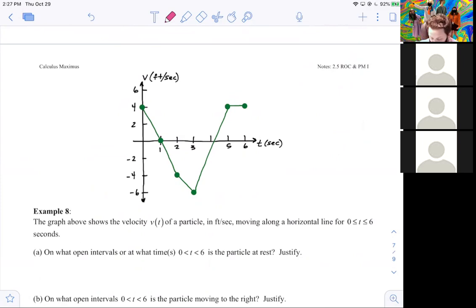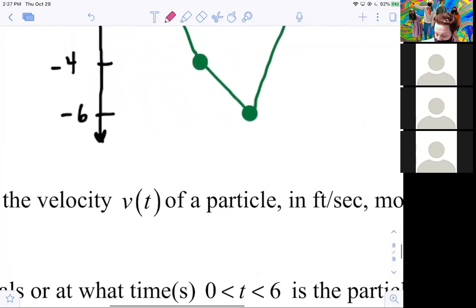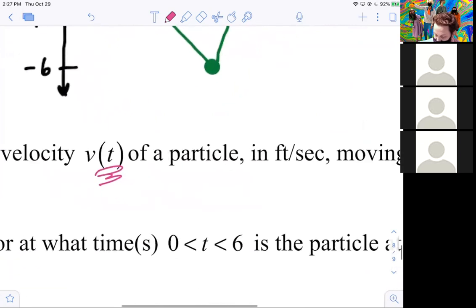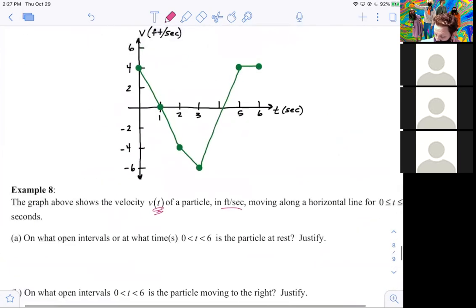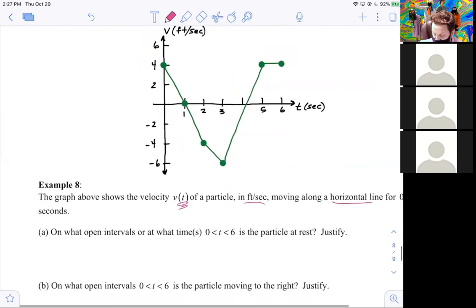Use the technology. The graph above shows the velocity of a particle in feet per second. Okay, so now we have to use the graph a little bit differently to answer the same types of questions. It's moving on a horizontal line this time instead of a vertical line. And it's from 0 to 6. Okay. And we have seconds.